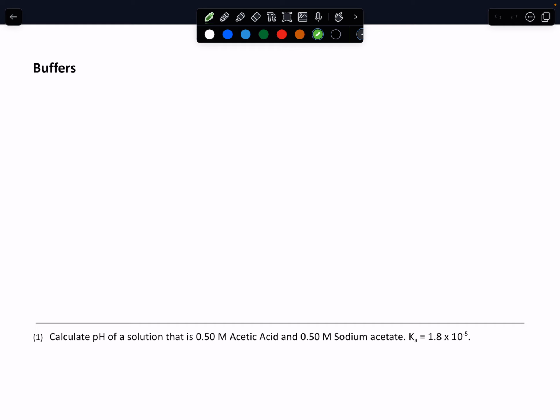This screencast is going to look at buffers, what buffers are, their capacity, and then how to determine the pH of a buffer system. All right, so let's start with the definition.